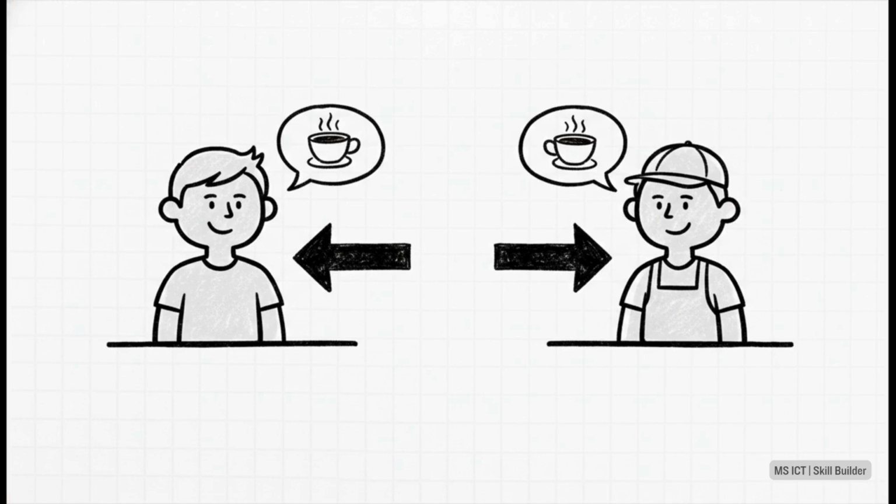Imagine you're ordering a coffee. You say, "I'll have a large latte." The barista repeats it back to you, "One large latte." That little confirmation, that right there is a real-world echo check. It confirms the message they got is the exact message you sent, which prevents any mistakes.